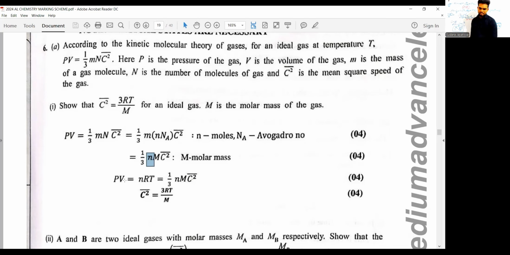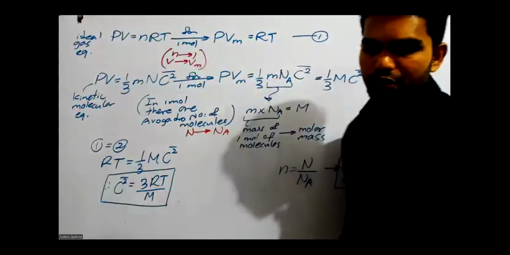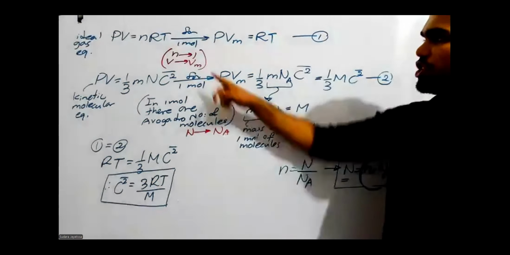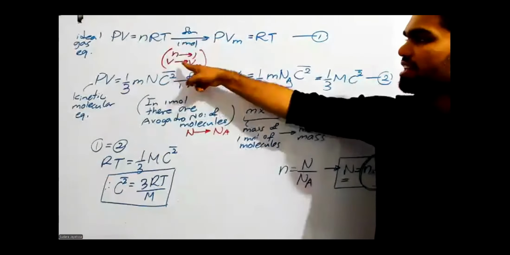It doesn't matter, it's fine, because when we get PV equals nRT, it also has n. No? So this n to the other side, n gets cancelled. Still you will get the same answer. So this method is also correct, and our method is also correct. Our method is not wrong. It's a little bit different. What we did is we assumed or took it as 1 mole.